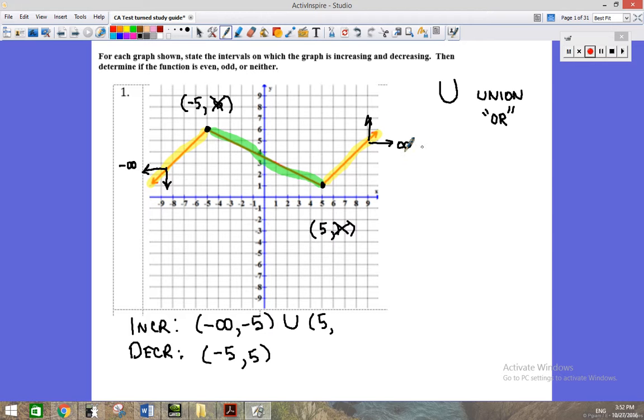and that's continuing to increase forever. It's going on, and I'm using the x-coordinate. Even though when I'm thinking increasing, I'm thinking going up, to describe where it's going up, it's as x approaches positive infinity.